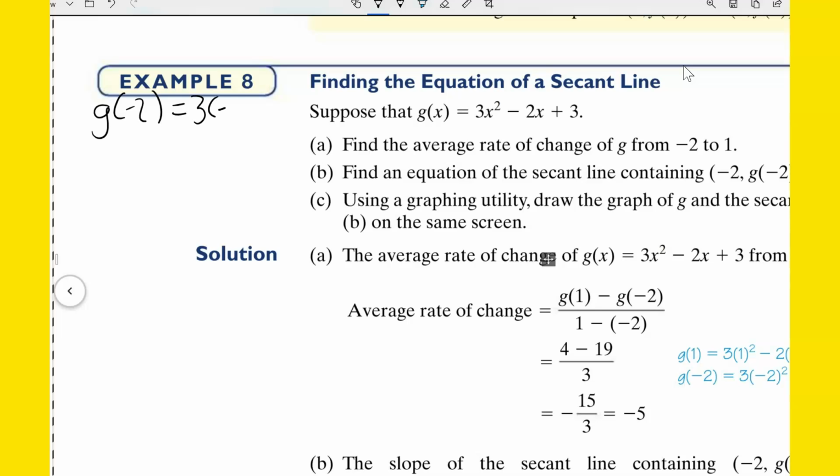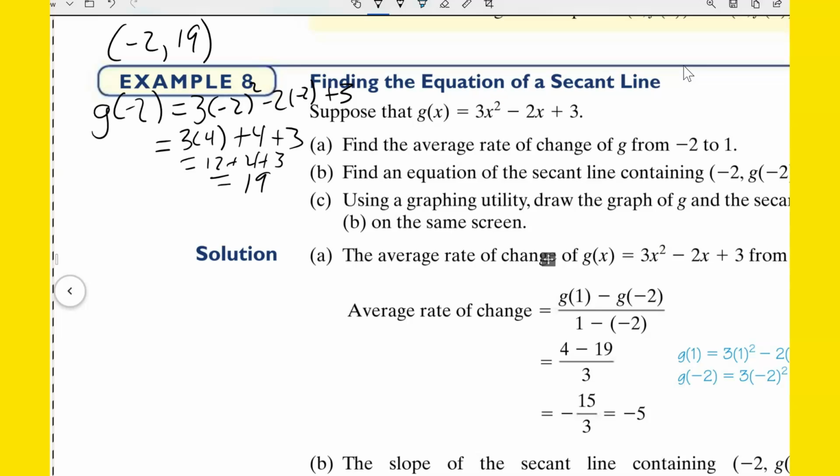I get 3 times -2 squared minus 2 times -2 plus 3. That's going to be -2 squared is 4, so 3 times 4 plus 4 plus 3. That's 12 plus 4 plus 3, which is 12 plus 4 is 16 plus 3 is 19. So I have the point -2, 19 as 1 point.